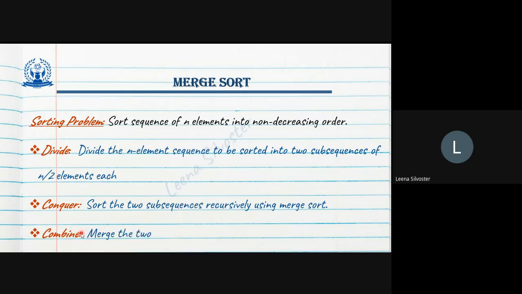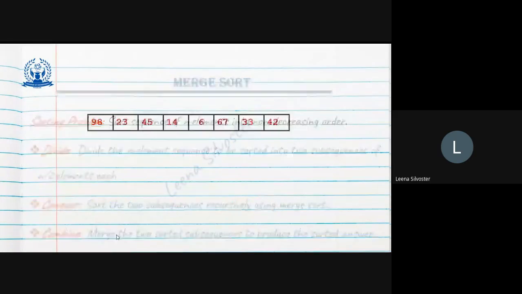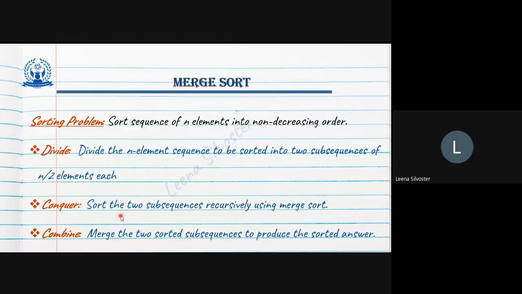Then after sorting these, we will merge it. Did you get this step? First we will divide, then we will sort the two subsequences, then merge it. Sorting is the solution of that subproblem.